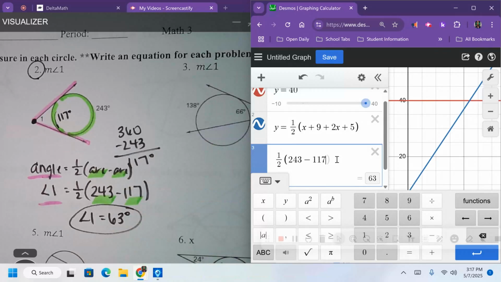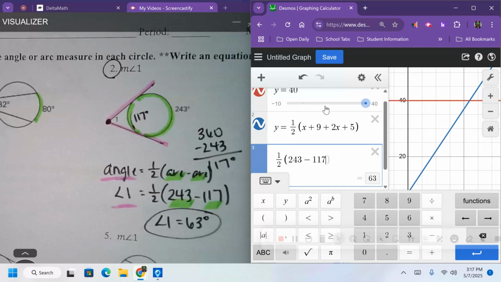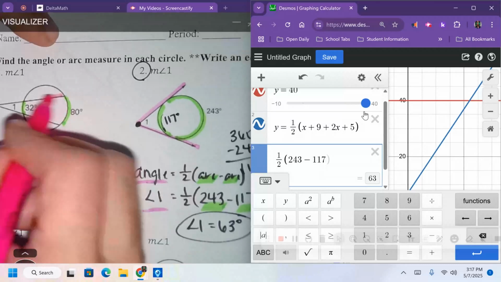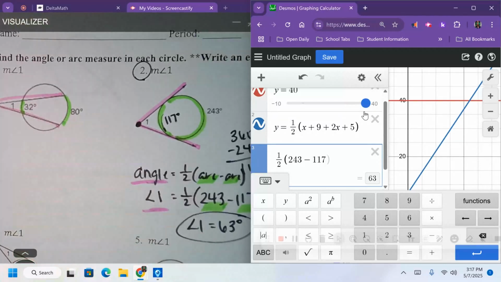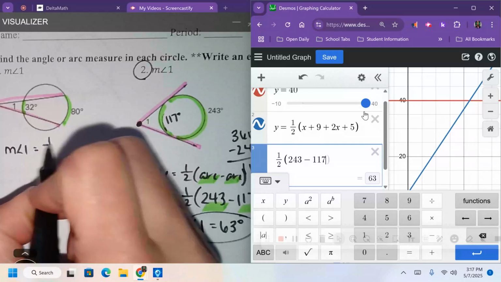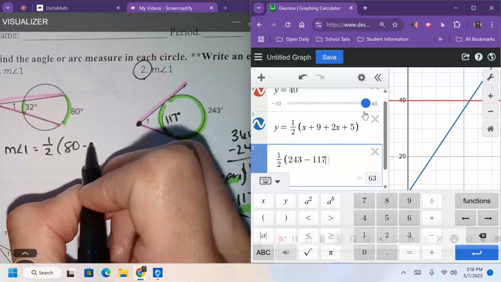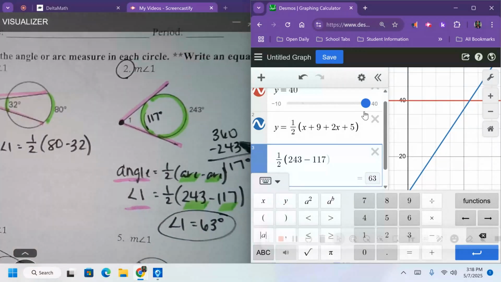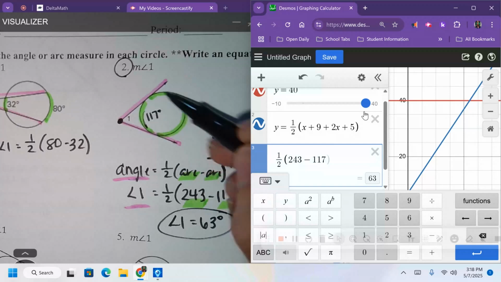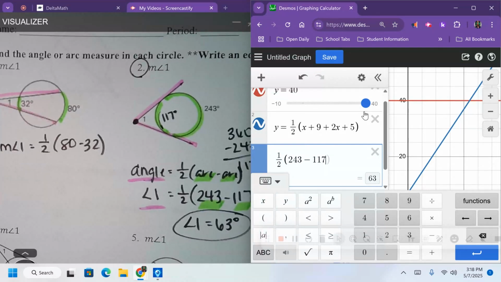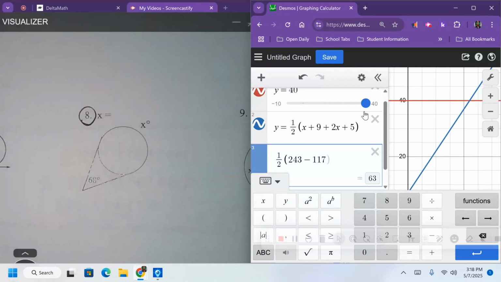All right, so over here it would look a little bit different. Notice my angle is still outside, but I don't have to find that smaller arc, okay? It would be angle 1 is 1/2 80 minus 32, okay? So make sure you see, the only reason I did this is because both arcs together create the whole circle of 360, okay? All right, go down to number 8, okay?